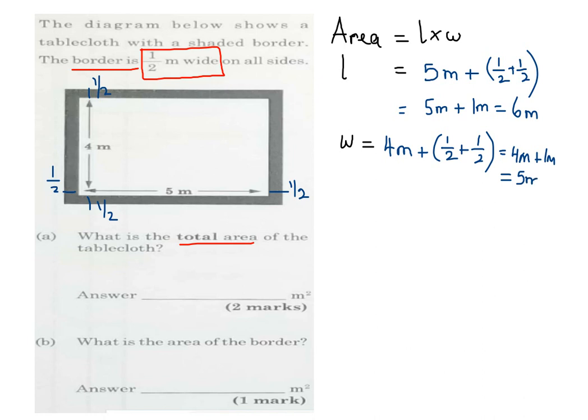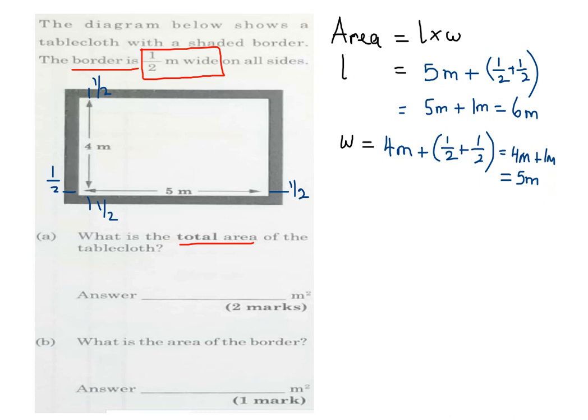Alright, now to find the area of the tablecloth, we have to take the length and the width and multiply it so we get the area. They said that the length, after we calculated it with the extra half meter, we got to be 6 meters. And the width that they gave us, the inner width, when we add on that extra meter, we get 5 meters. So we're basically taking the length of 6 meters and the width of 5 meters. We're going to multiply that, and we're going to get our total area.